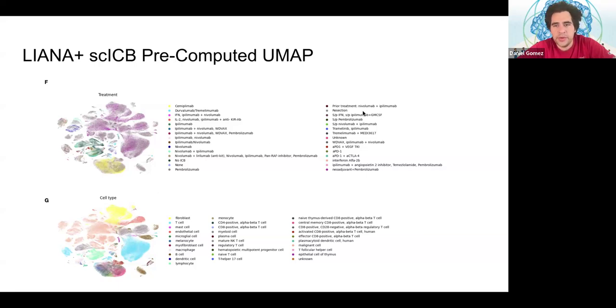And then prior to treatment in brown, nivolumab prior to treatment is a good one. So prior to treatment, seeing what it looked like before treatment, nivolumab, ipilimumab, and nivolumab together prior to treatment, and then with pembrolizumab, neoadjuvant, and pembrolizumab together here in purple and brown.